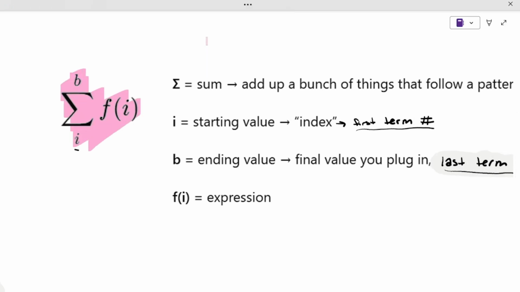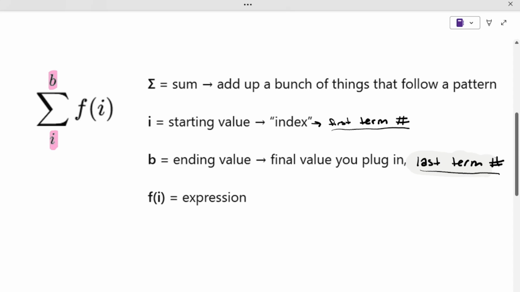All right, and this equation looks kind of funky. You have this big E, which is sigma, and it stands for sum. And we have this I at the bottom, which is the starting value, otherwise known as the index, the first term number. And then we have B on the top, which is the ending value, the final value that you plug in, or the last term number. And then you have your f of I, which is just the expression.